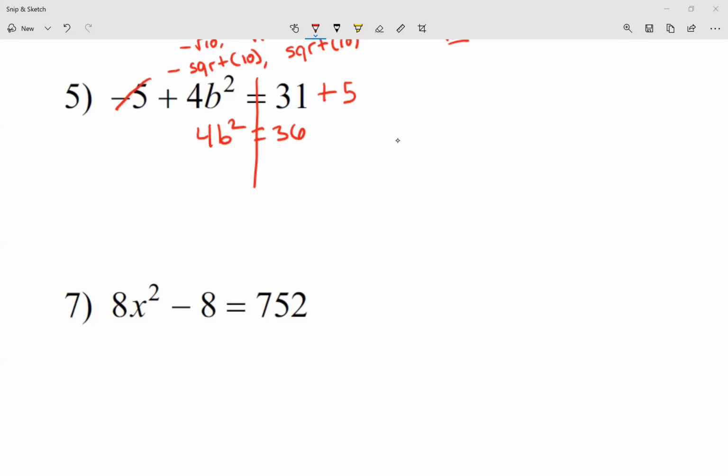A question is, do we have to write the square root every time? The answer is, if you can't simplify it, yes. If you cannot simplify it, yes.